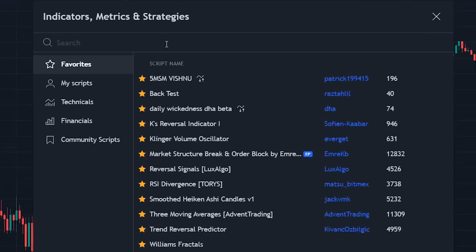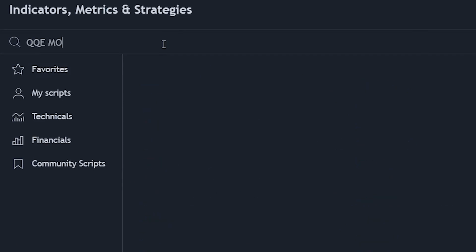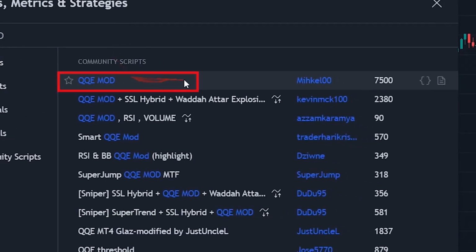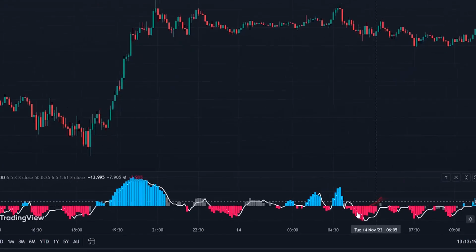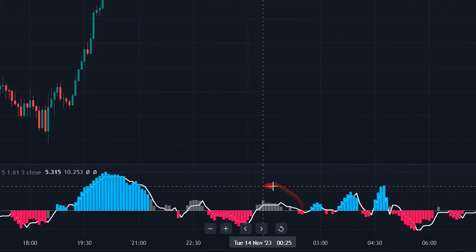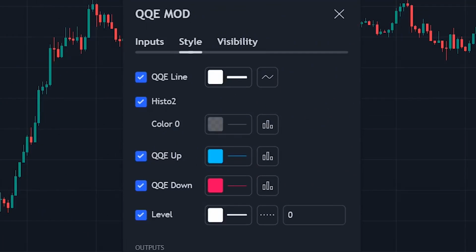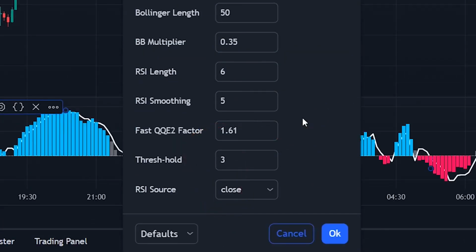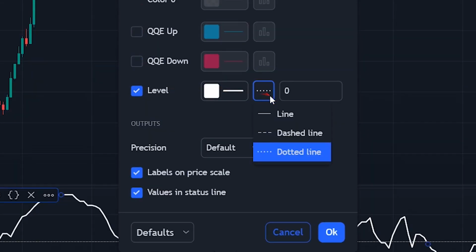Now go to the indicator tab and search for QQE mod. The indicator you see is not suitable in this way and it needs to be changed. So go to its settings and leave the input tab as default. Just keep the QQE line and level ticks in the style tab and change the color of the level.